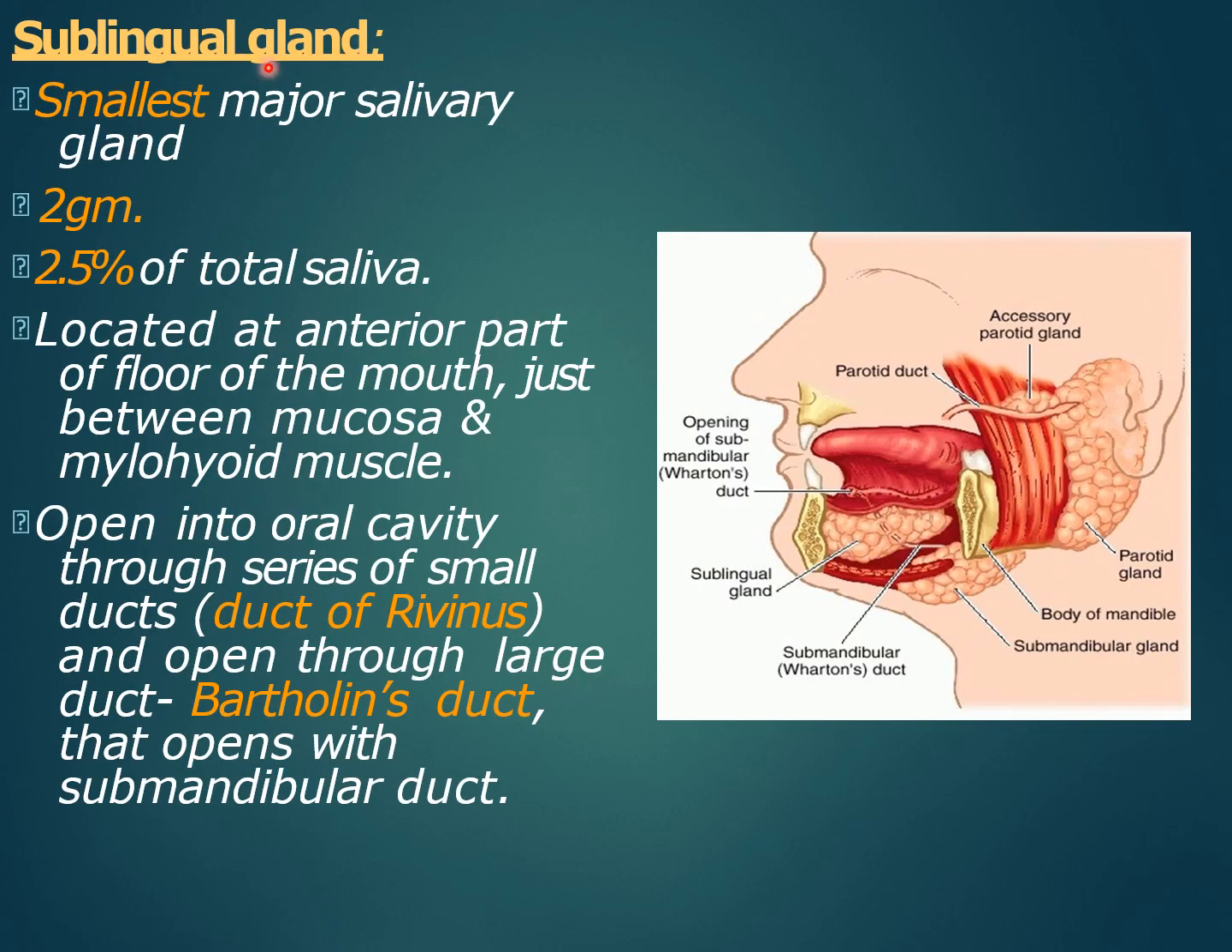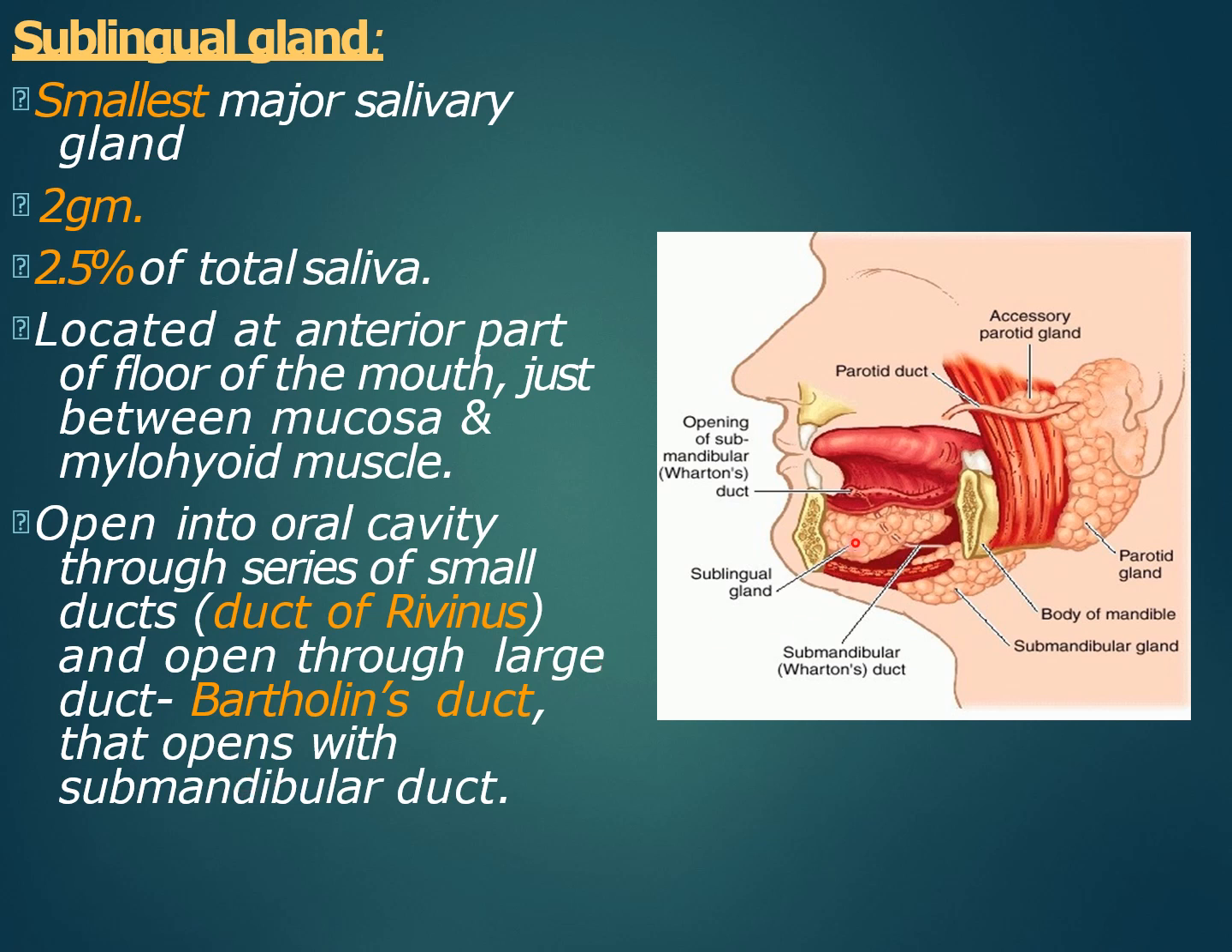About the sublingual gland, the third and last salivary gland. It is the smallest major salivary gland. Its weight is 2 gram. It constitutes 2.5% of total saliva. It is located at the anterior part of the floor of the mouth. It opens into the oral cavity through small ducts called the ducts of Rivinus and a large duct called Bartholin's duct along with the submandibular duct. This is the sublingual gland.